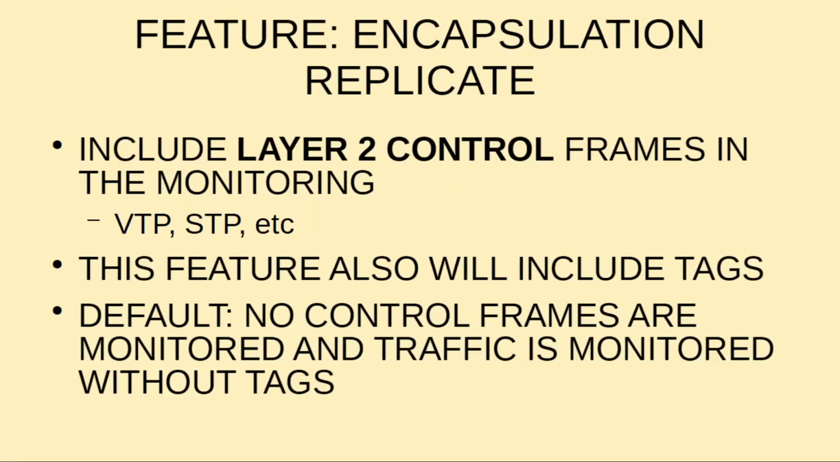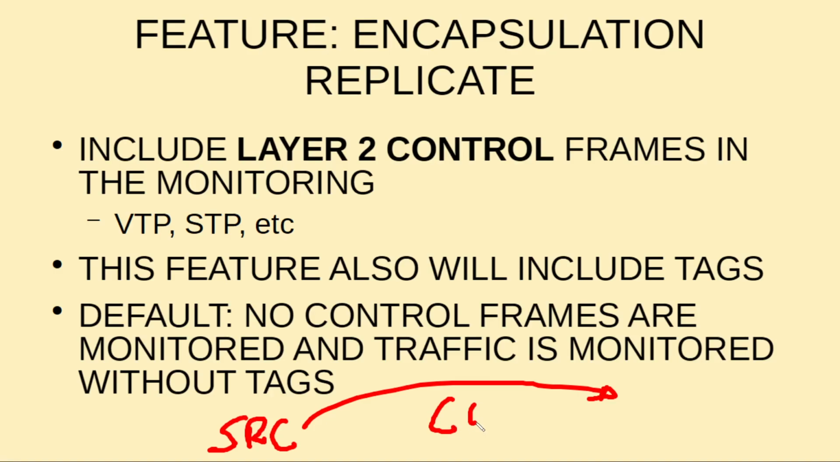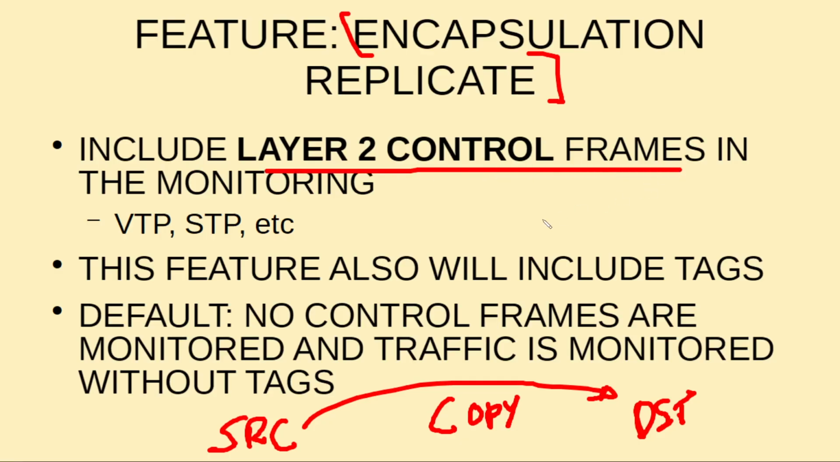Now remember that this feature is about copying traffic. You are going to monitor a certain source and you are going to copy that traffic into a destination. When you enable encapsulation replicate, you are also going to copy layer 2 control frames for the traffic that is being monitored. For instance, VTP, spanning tree protocol, and so on.